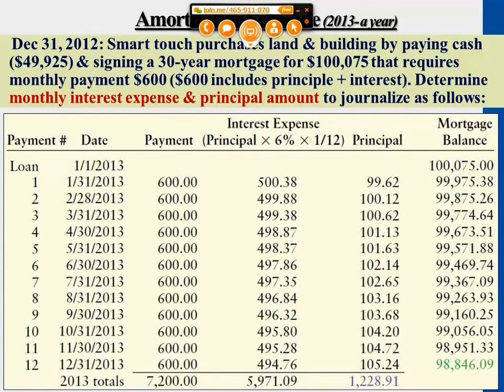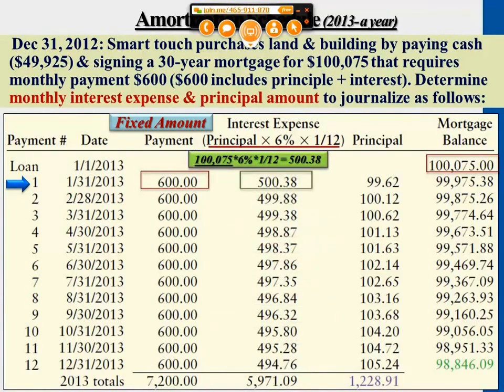Right-hand side, mortgage dollar amount will be given to you. Left-hand side column, $600 fixed amount, you will also know this information. Now we need to calculate what part is interest that you're paying, what part is principal. So we break down that $600 into $500.38 and $99.